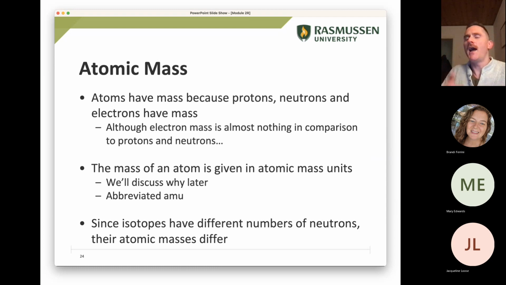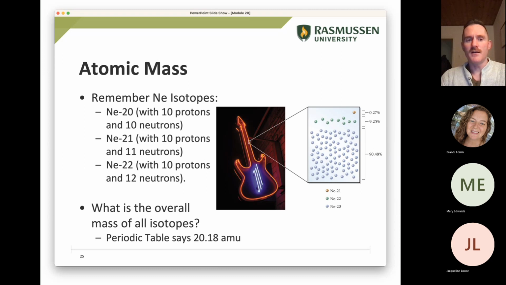Otherwise, you'd have to say, I have some neon, 90% of it is neon-20, and that has a mass of this. We want to be able to talk about neon by itself, not the isotopes, so we average all that together. When we talk about mass, we use something called the atomic mass unit, and we'll discuss how we come up with that later. But we have to average these together based on their abundances. Neon is 90% one isotope, 10% another, and a tiny fraction of another, but the periodic table says the weight is 20.18 AMUs. How did they come up with that?